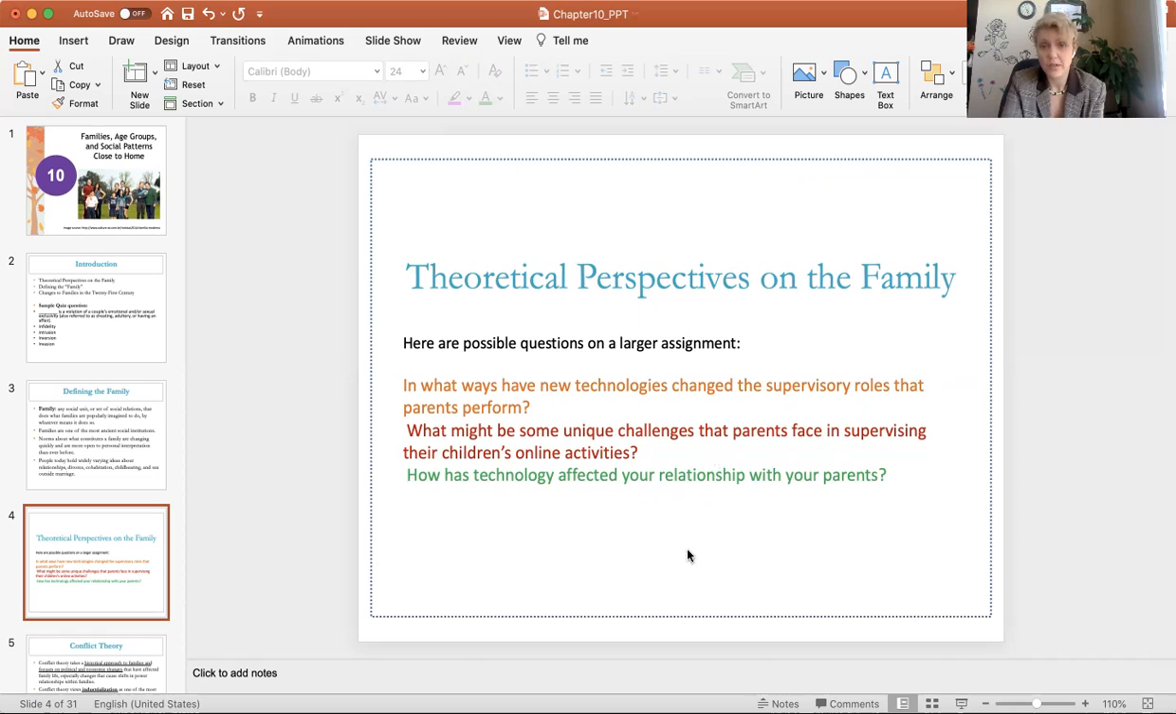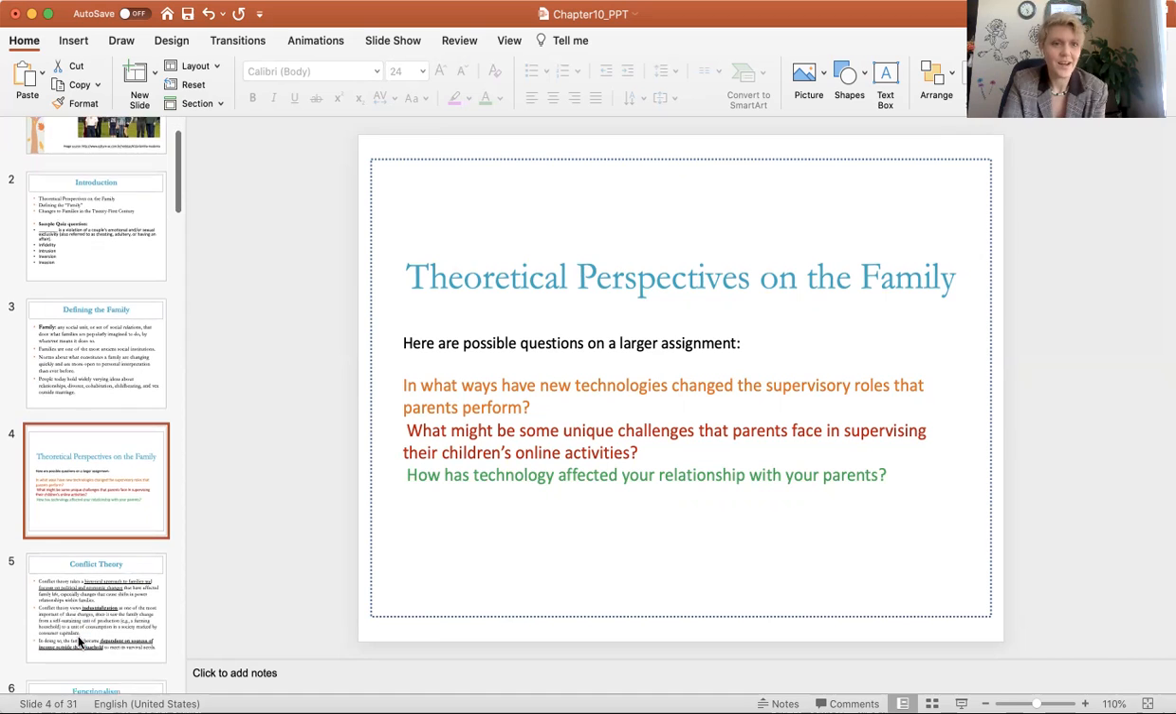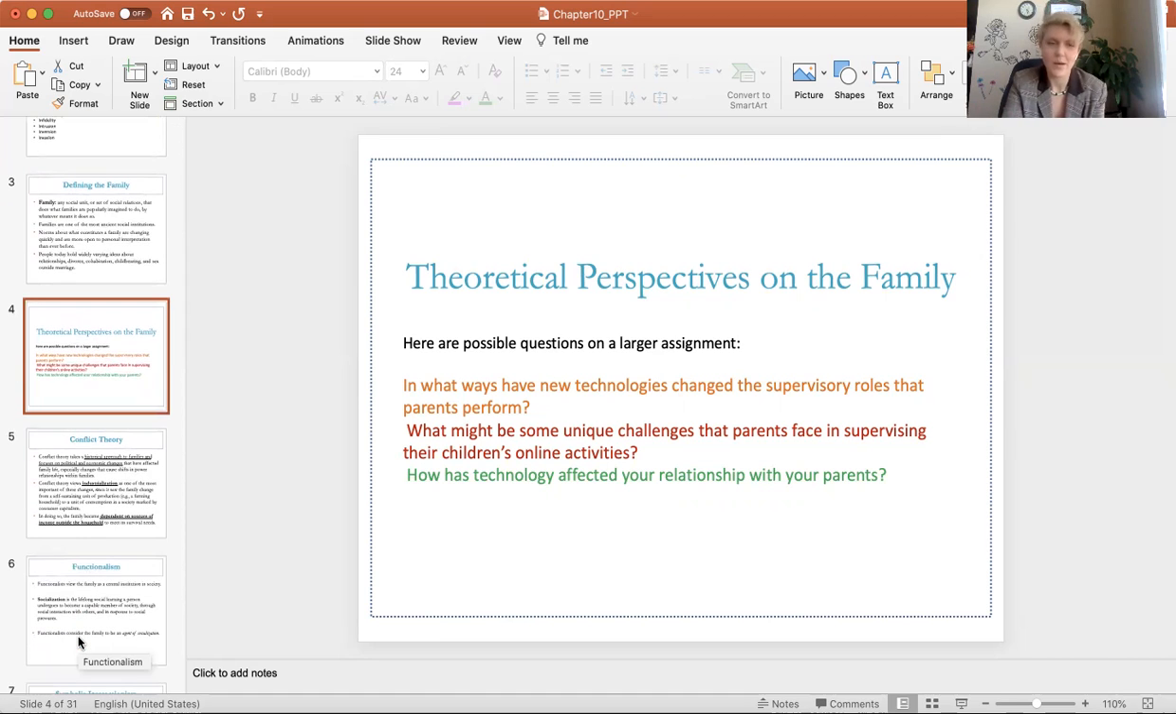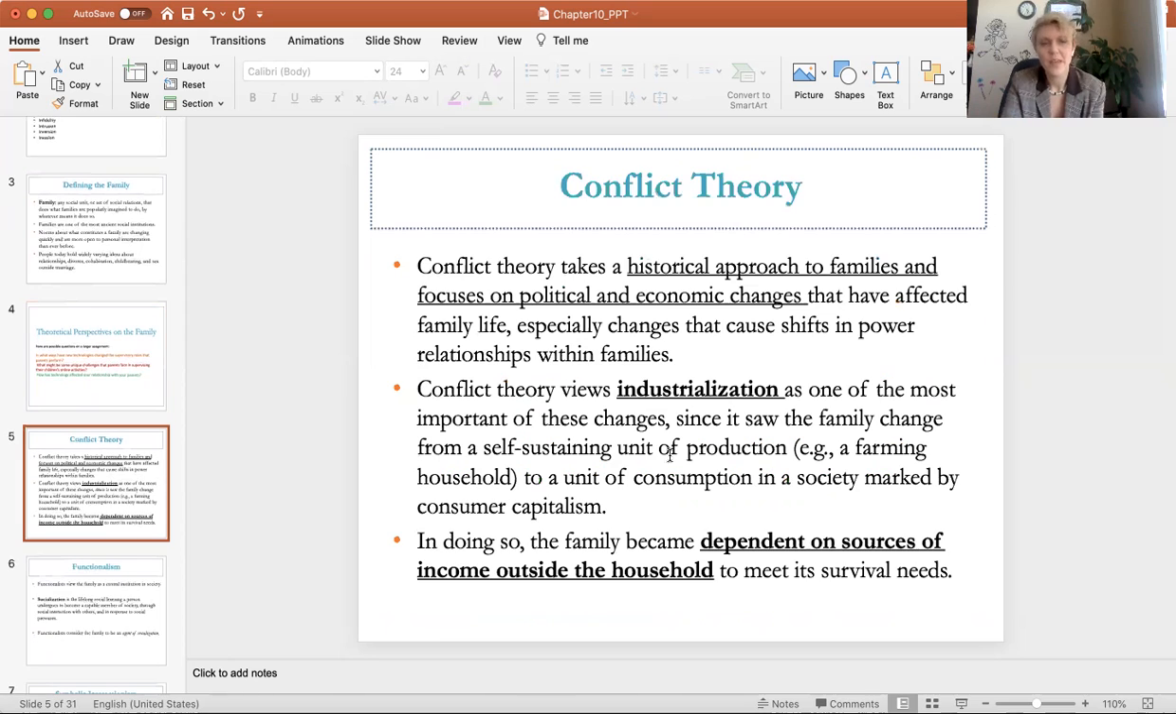How has technology affected your relationship with your parents? There are parents, for example, who will be on social media, and I know people who find this disturbing, that their mom or dad or grandpa or grandma are on Facebook or Instagram, following them, etc. So what other examples can you think of in your own life?